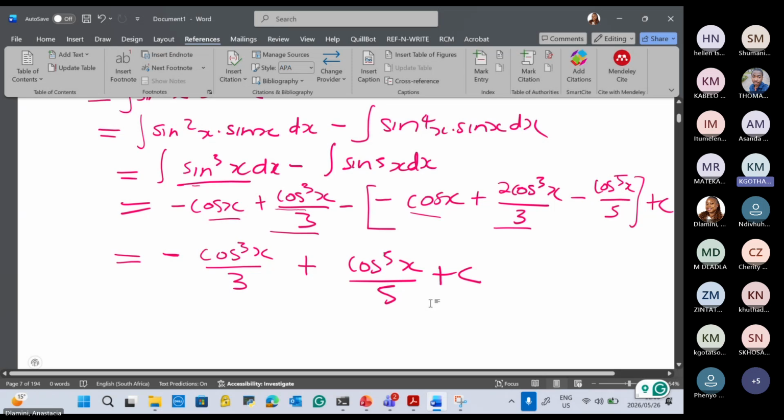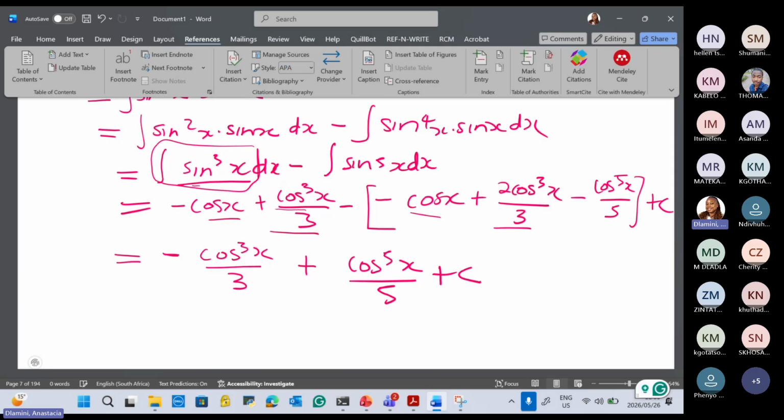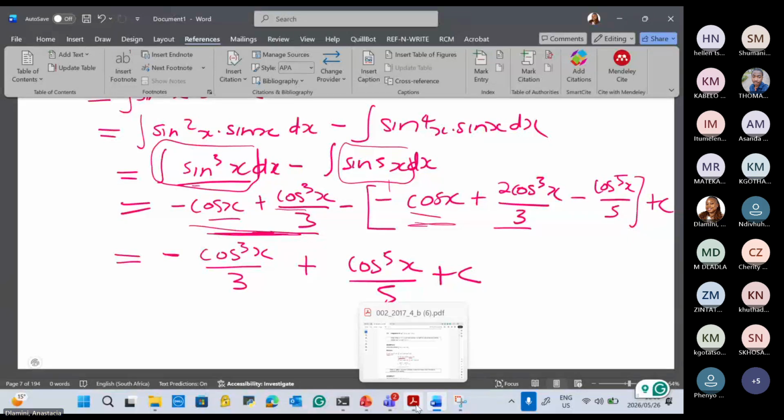Yes, ma'am. Why is that? It's because you were supposed to go and integrate sine to the power of 3x, which is a long step, because there we just took the solutions. Do you see that? And then you go and integrate sine to the power of 5x, which is also a long step before you get to the solution. Meaning that it matters which one you choose to replace.